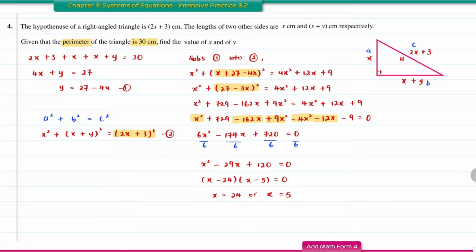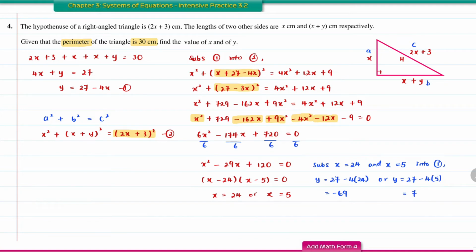Now, to find the value of y, we are going to substitute x equal to 24 and x equal to 5 into the equations number 1. All right. So y is equal to 27 minus 4x. So the first one is x equal to 24, or the other one is x equal to 5, giving 27 minus 4 times 5. So here the first one will give you the answer of negative 69. The other one will be 7.